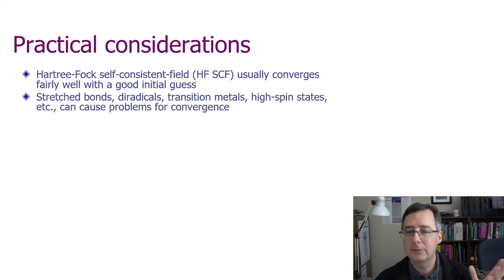So stretched bonds, diradicals, transition metals that have partially filled D or F shells can confuse a program. High spin states in general, so if you have a triplet state with a couple unpaired electrons, you might think, well, those happen commonly in chemistry. Is that a big deal? Sadly, yes. For most quantum chemistry programs, there's not a bulletproof way to always converge those. So you have to watch out sometimes.